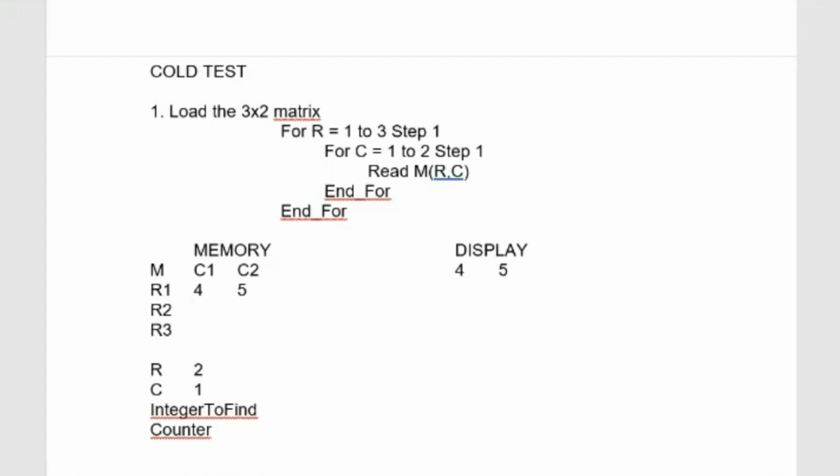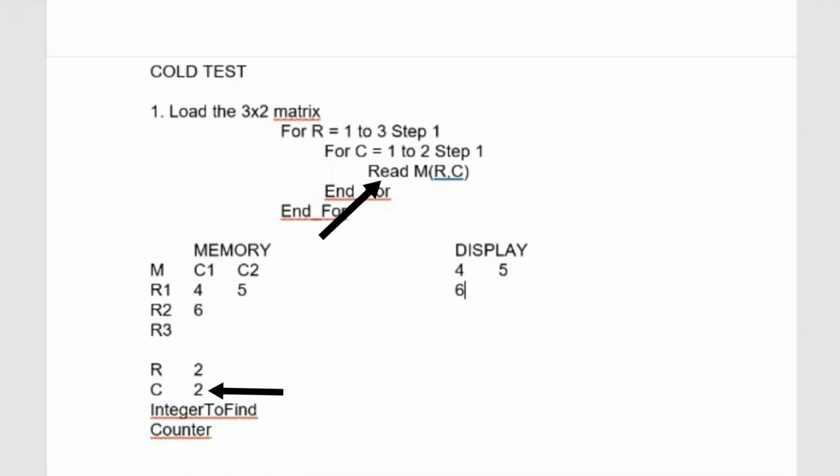Now, read a number. Suppose it's number 6. Store it in matrix M, row R, column C. So this number is coming here. Why? Because this is the row 2, column 1. And then, increase C.